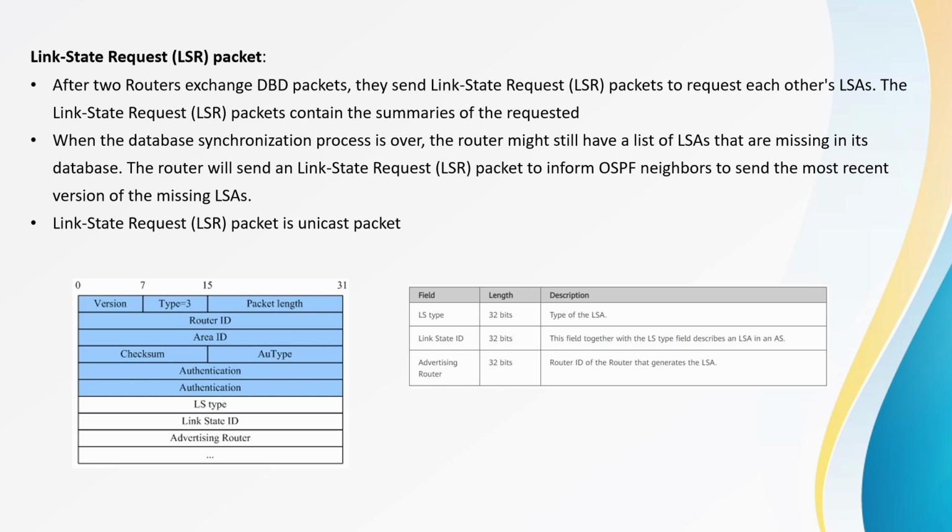The diagram below illustrates the structure of the link state request packet. In the structure, you can see the field called the link state ID. That is what the link state request packet requests. The right-hand side lists the fields and the detailed descriptions.